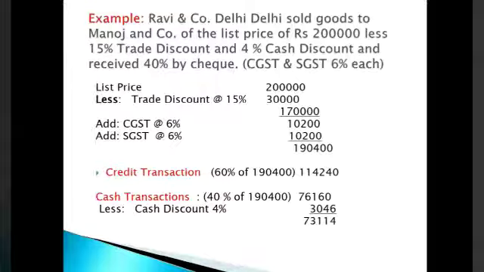Ravi and Company, Delhi, sold goods to Manoj and Company of the list price of Rs 2 lakh less 15% trade discount and 4% cash discount, and received 40% by check. The GSTs each is given 6%. That means the sale is taking place within the state. So how to calculate, what is the order of calculation? First you have to write down the list price, that is 2 lakh. Then you have to calculate the trade discount, which is 15% of 2 lakh, that is 30,000. And the net amount you get is 1,70,000. After that you need to add CGST and SGST, which comes to 10,200 each.